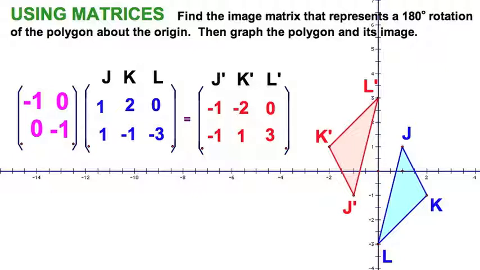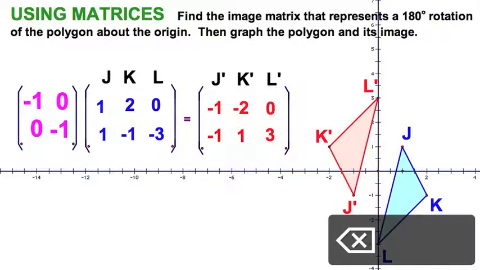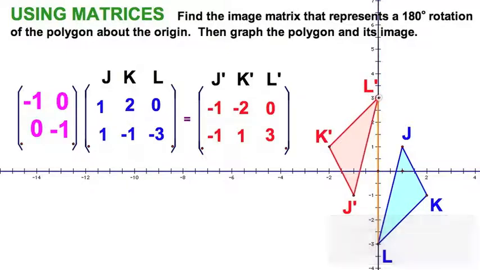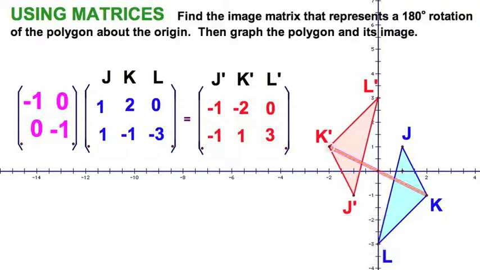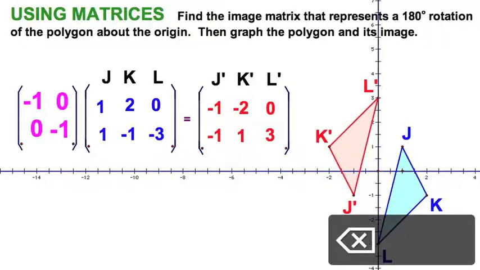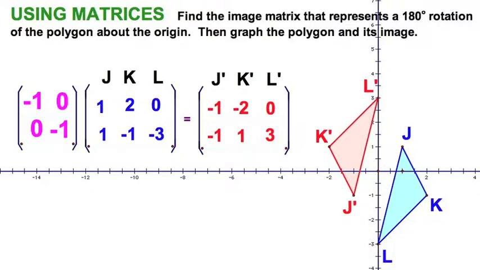Something interesting we could do here, just for visualization, you will notice since each of these points is being rotated around the origin 180 degrees, they'll all be collinear with the origin. J and J prime, L and L prime, K and K prime. In each case, these 2 points and the origin are collinear. And I think that's about it.